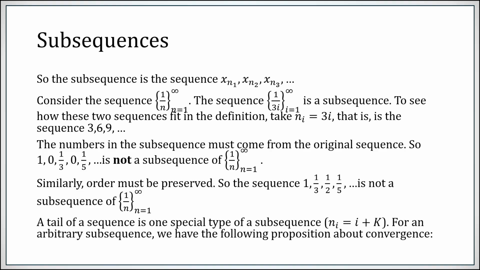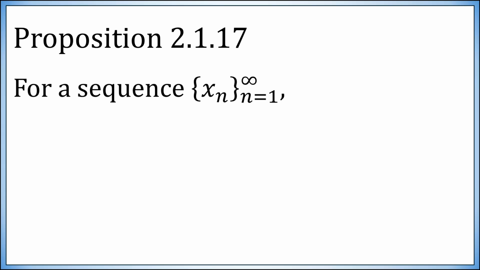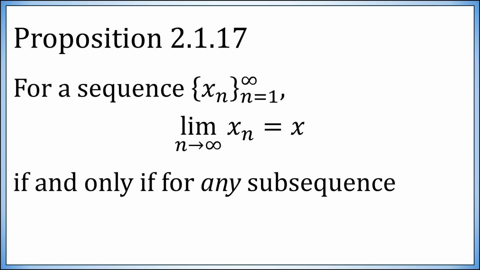Okay, a tail of a sequence is a special type of subsequence, just given by n sub i as i plus a constant. For an arbitrary subsequence, we do have a proposition about convergence. It's going to be very useful for us. Let's look now at proposition 2.1.17. Given a sequence x_n, the limit is x if and only if every subsequence also converges to the same x.